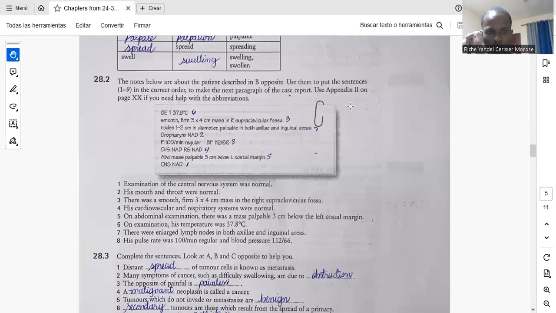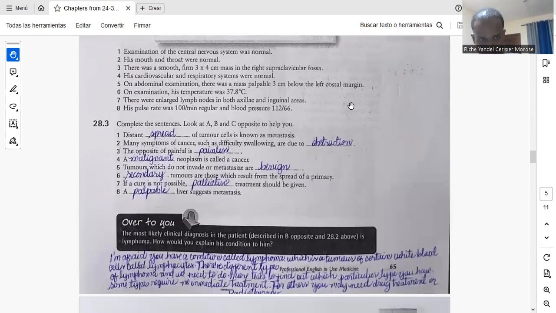Number 3. Nodes diameter probably in both axillae and inguinal regions. CVS and RS NAD. A mass palpable 3 centimeters below the left costal margin.